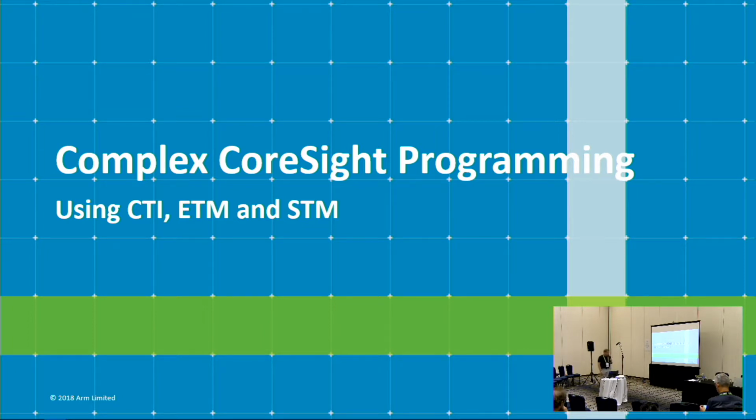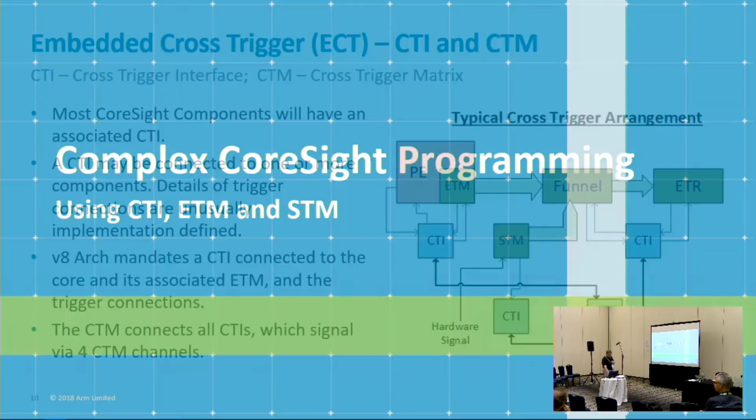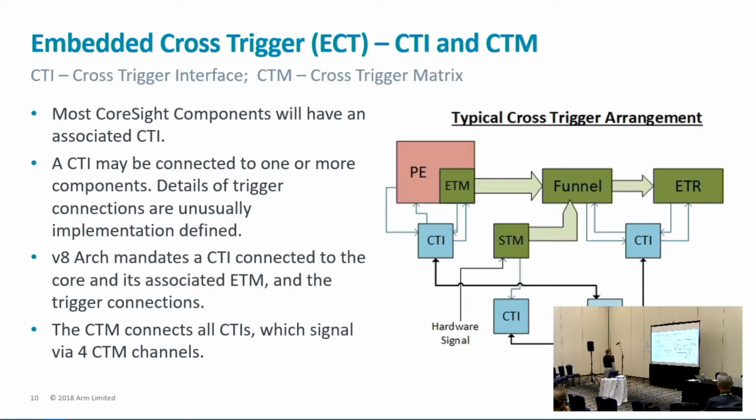Okay, I'm going to move on now to some of the more complex programming capabilities that can be done with CoreSight. So the first thing I want to talk about is the embedded cross trigger. This is two components, the CTI and the CTM.